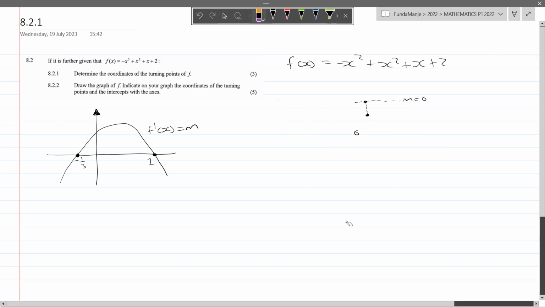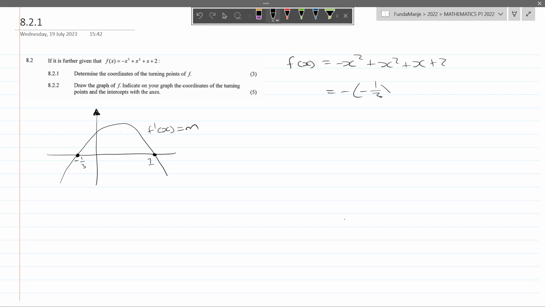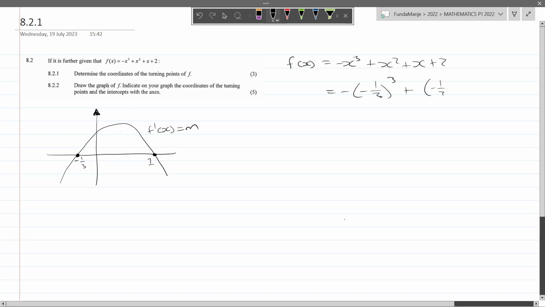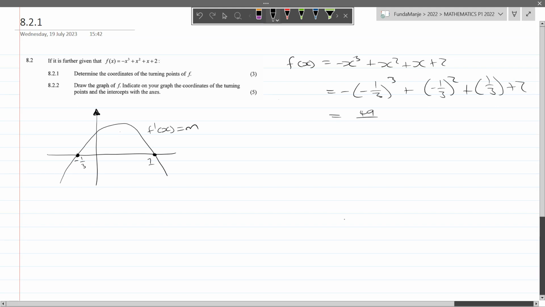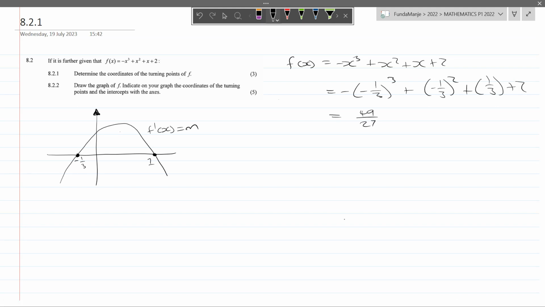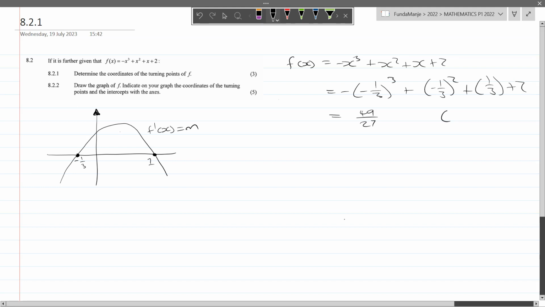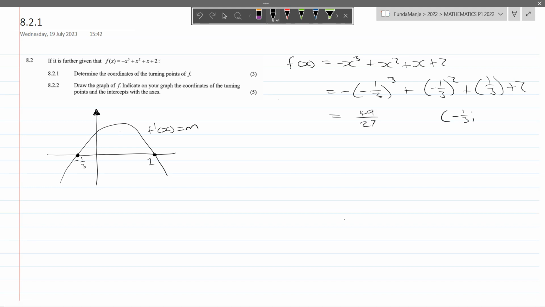So we can find the values of y that correspond to these values of x by plugging them into the original equation. So minus 1 over 3, this is cubed, plus minus 1 over 3 squared, plus 1 over 3 plus 2, all on your calculator would give you 49 over 27. Then this would be for one of the turning points, so this would be for minus 1 over 3 and 49 over 27.